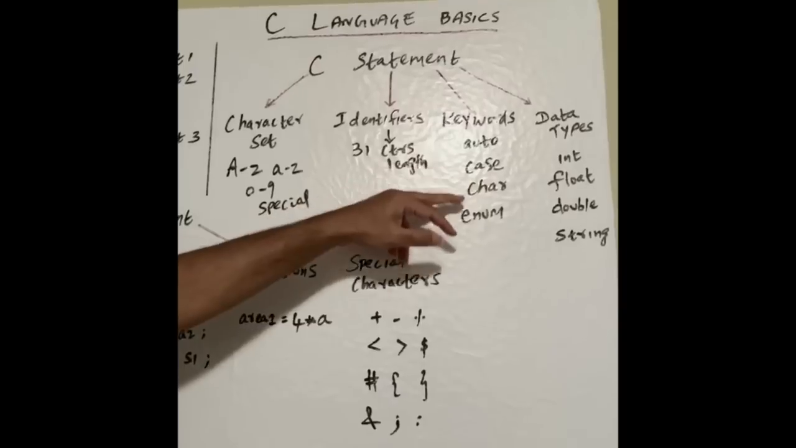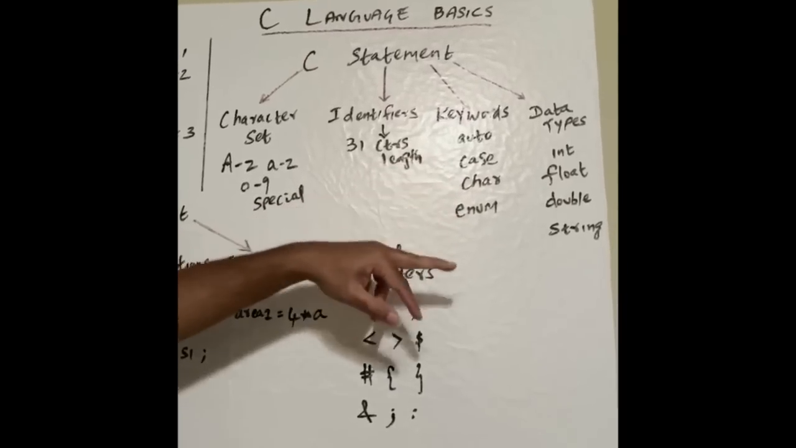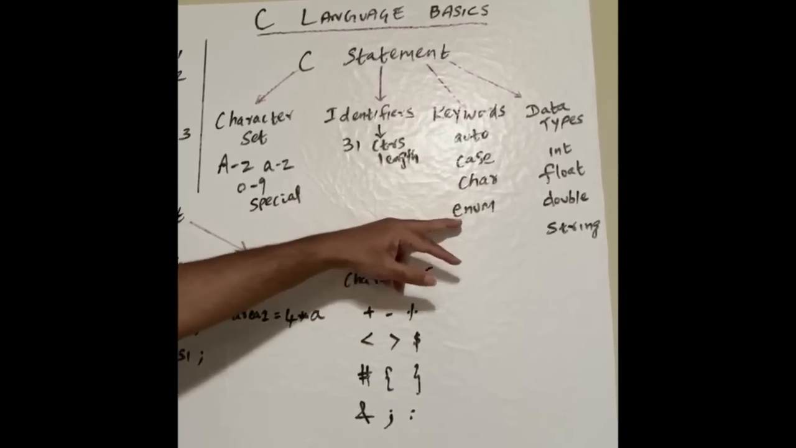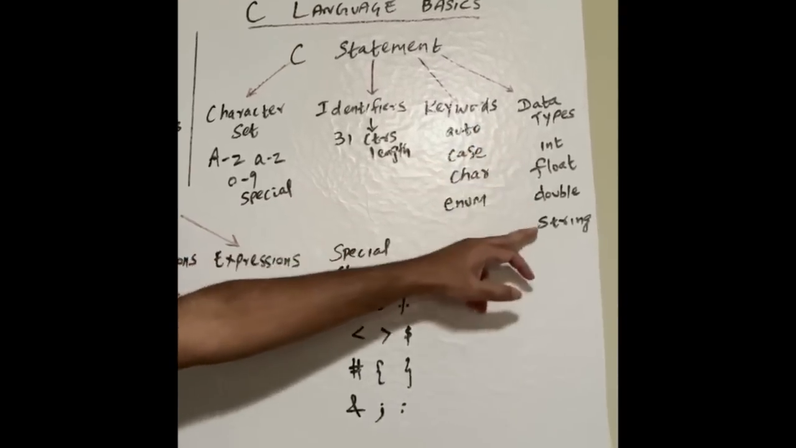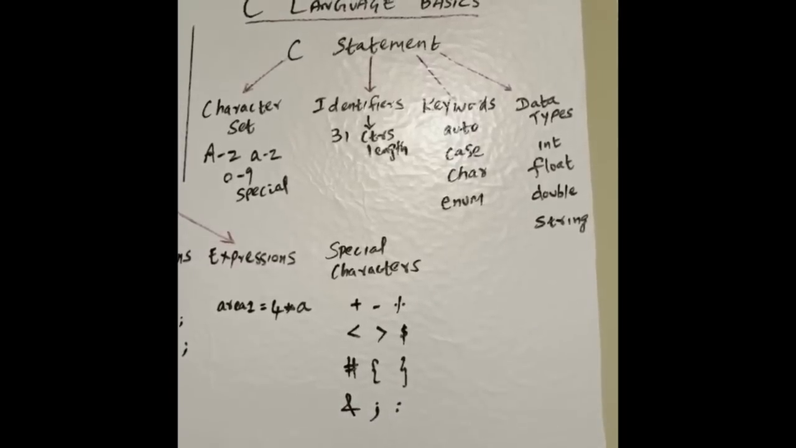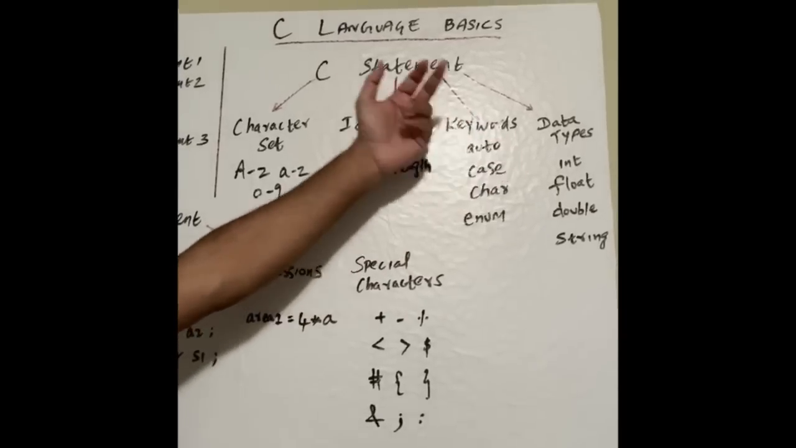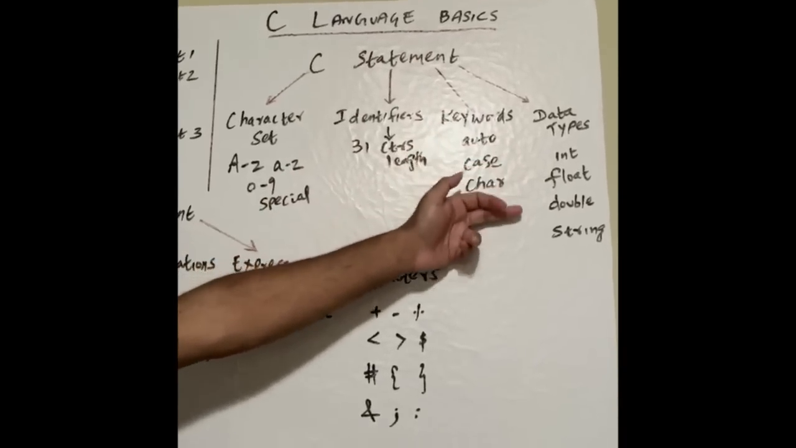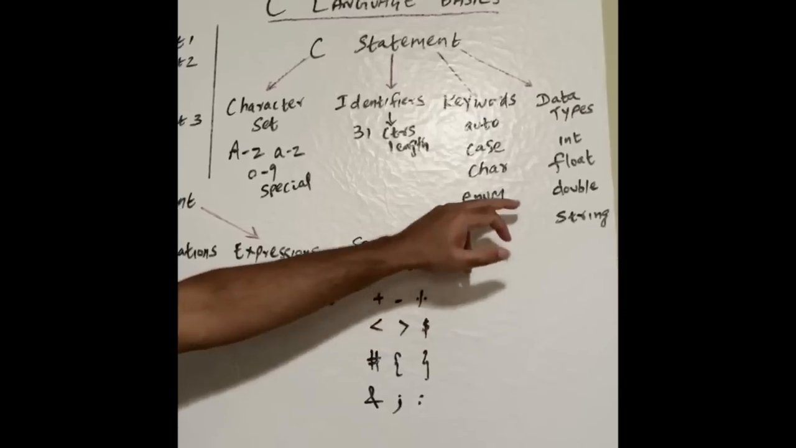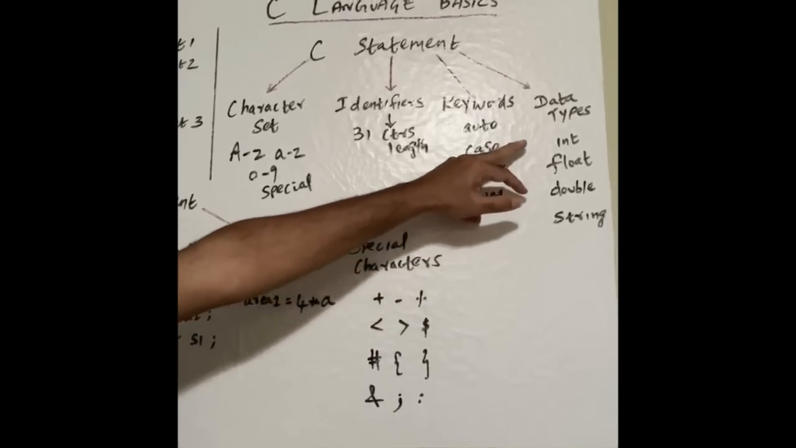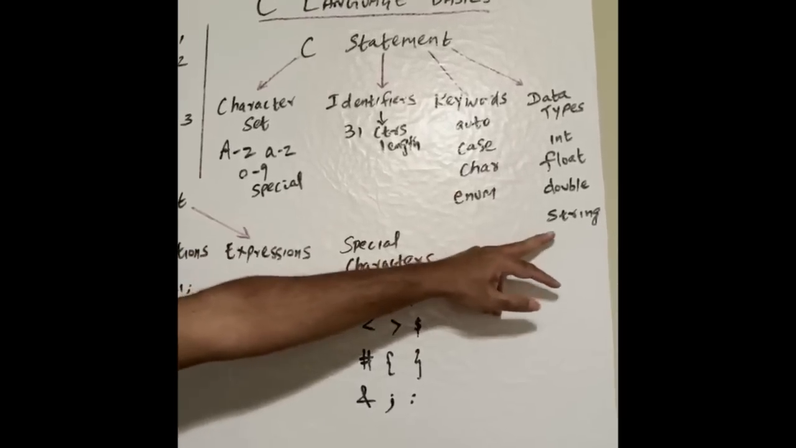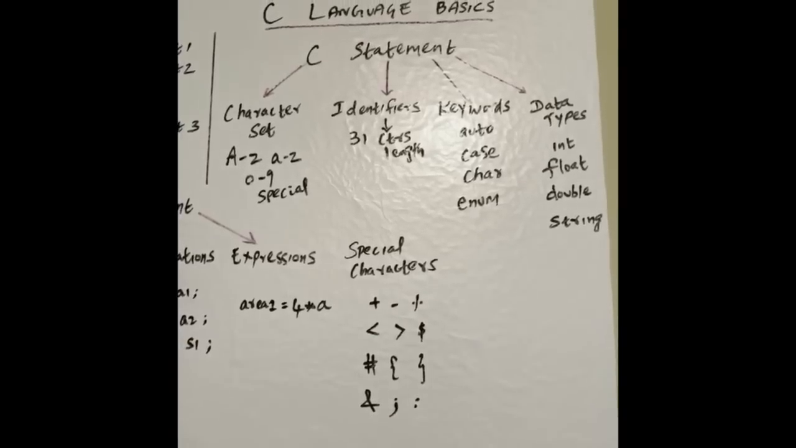These are some standard keywords: case, char, enum is an enumerated data type. These are the standard data types of the C language to define a variable. It can be integer, float, double, or a string. These are for decimal values. This is for integer whole numbers. String is for the characters.